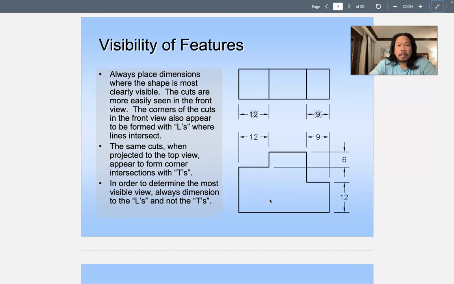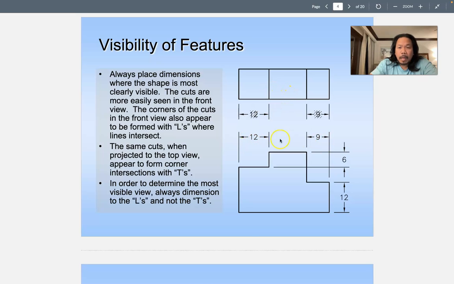All right, so the next slide talks about visibility of features. You normally dimension where you can see the shape of the object. So given the top view, you could see the edges of the top view, but in the front view, you could actually see the contour. Okay, you could see the shape of the object, and that's where you should be dimensioning 12 and 9 instead of dimensioning it here at the top view.